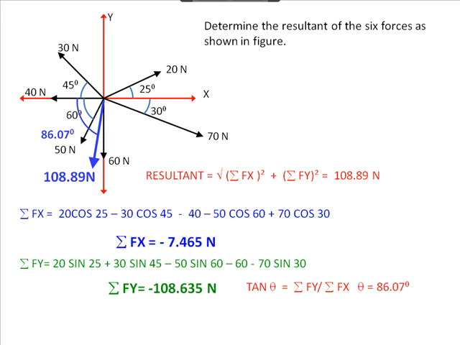108.89 at 86.07 degree in the third quadrant. Why is it in third quadrant? Because sigma fx, sigma fy both are negative. And the angle from sigma fy upon sigma fx, the tan theta, what theta we get is always with x-axis.